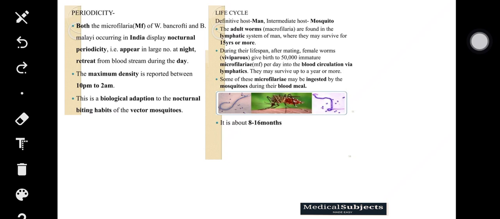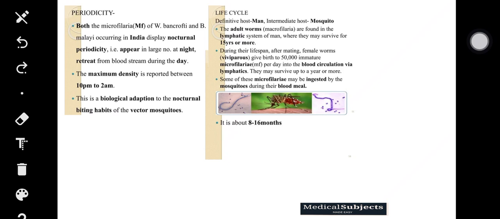Life cycle: man is the definitive host, and the intermediate host is the mosquito. Through the mosquito it gets transmitted from one host to another. The adult worms, macrofilaria, are found in the lymphatic system of man, where they may survive for 15 years or more. During their lifespan, after mating, female worms give birth to 50,000 immature microfilaria per day into the blood circulation via lymphatics. So you can imagine, 50,000 per day. These immature parasites may survive for a year or more.